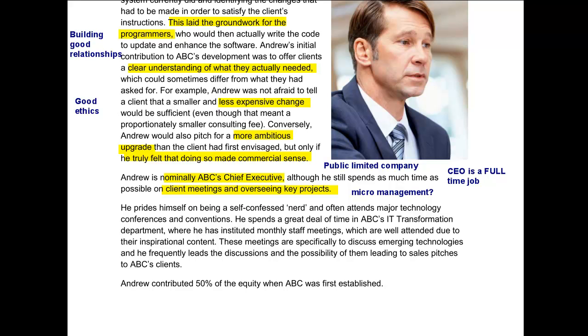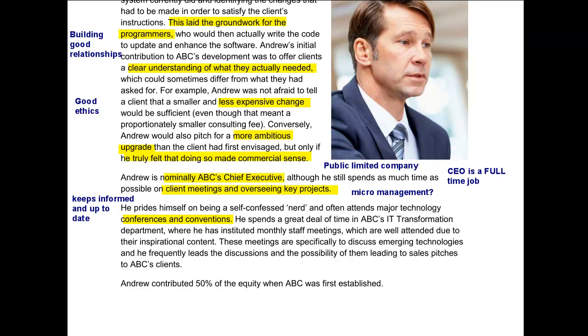So then it goes on to talk about him being a self-confessed nerd and someone who attends conferences and conventions. So this is good. It perhaps ties in with the fact that he is not acting as a CEO, but it could be that the CEO needs to go to these to learn about developments within the industry. And also good that it shows that he keeps himself informed, keeps himself up to date on changes within the industry, which does sound good.